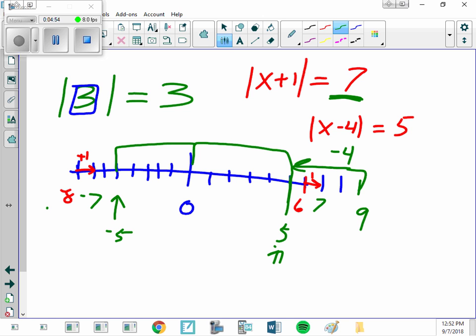What's the other one? -1. If I go left 4, so my answers there are 9 and negative 1.